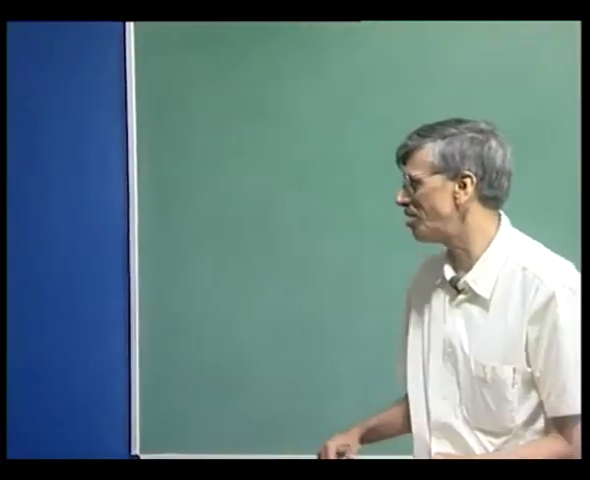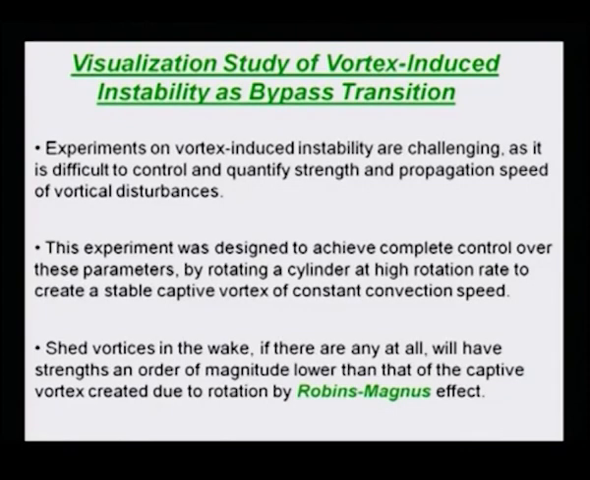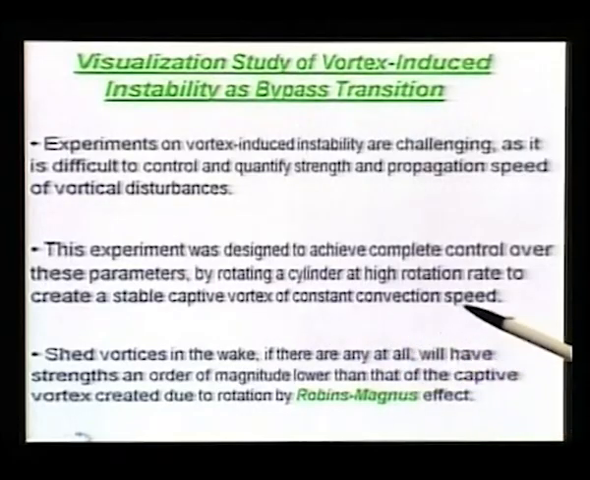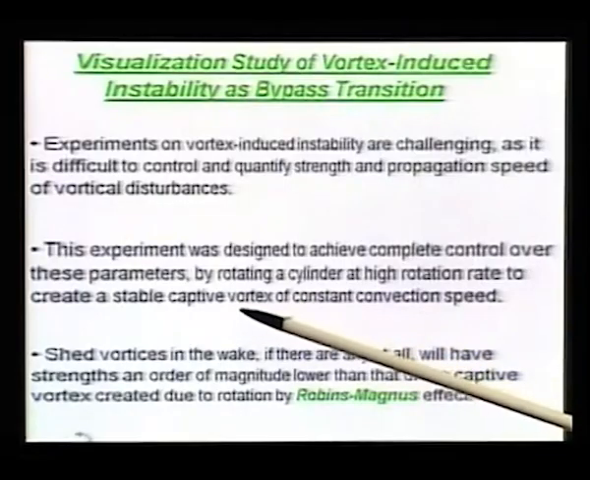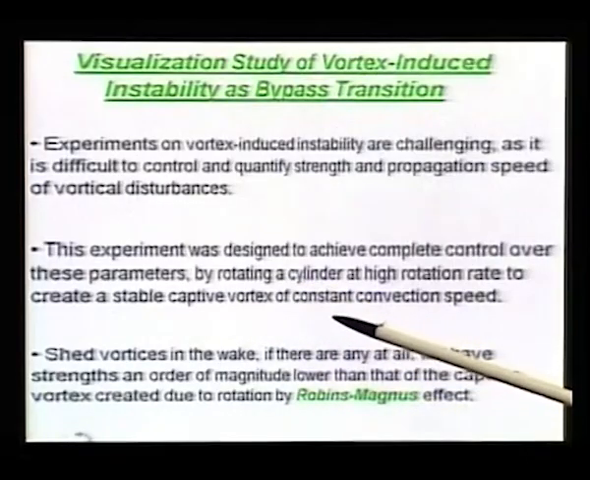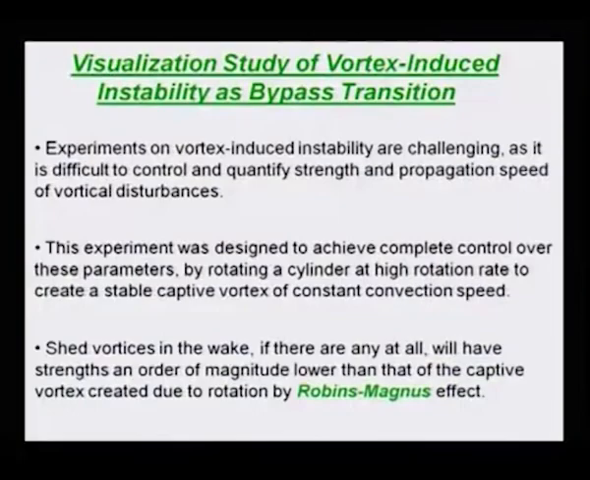So you see, this was a very, very simple-minded experiment, but we did achieve quite a bit. And all these things were achieved. We created a captive vortex of a particular sign. We could control its speed. We could control its height.